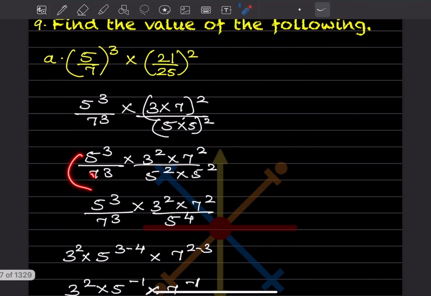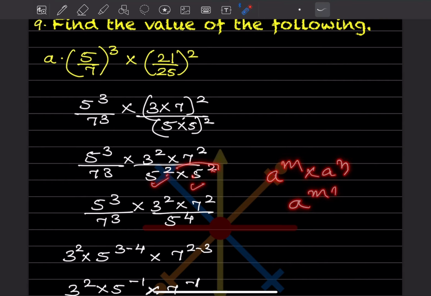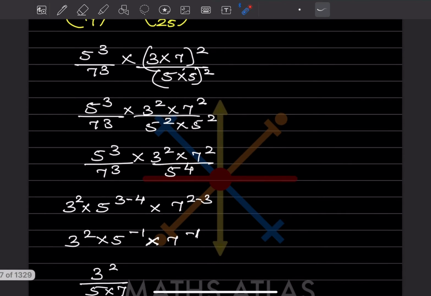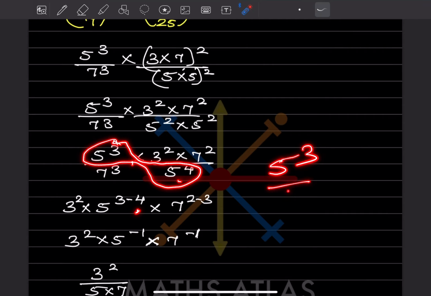Now the base 5 is the same, so we can add the exponents: 2 plus 2, because a raised to m into a raised to n is a raised to m plus n. So that will be 5 raised to 4. Then 3 raised to 2 stays as it is. Then for 5, we have 5 raised to 3 divided by 5 raised to 4. Division means 5 raised to 3 minus 4.